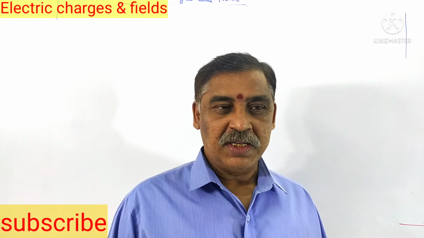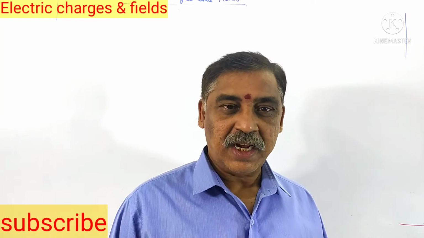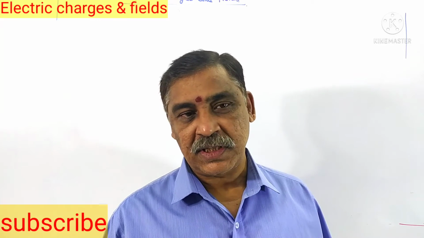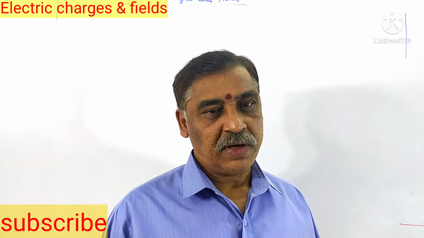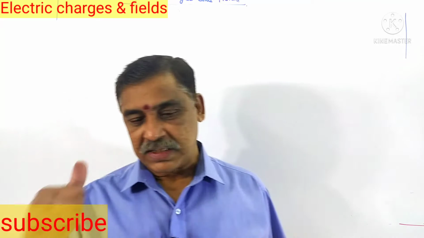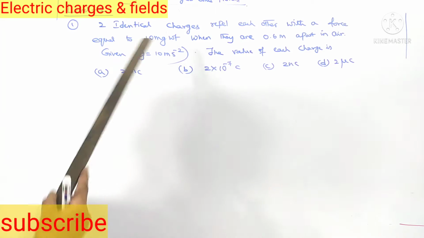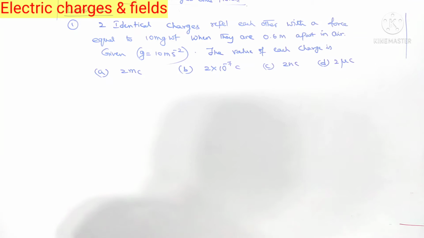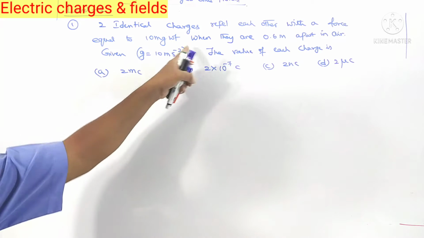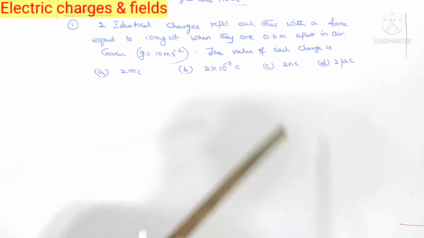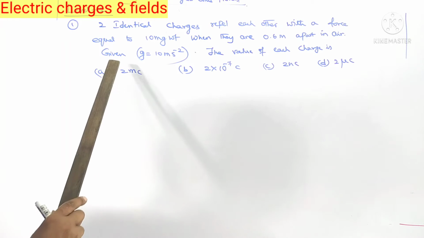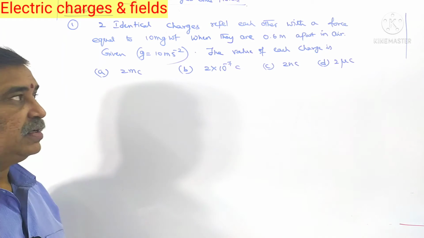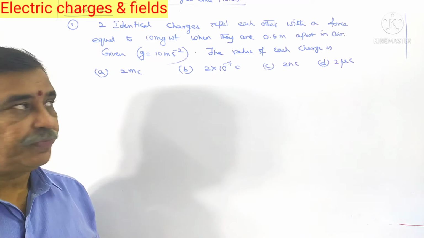In today's session, I will discuss the second level questions of the first chapter of second PUC Physics. Let us start. The given question is: two identical charges repel each other with a force equal to 10 milligram weight when they are 0.6 meter apart in air. We are given the value of g. Find the value of each charge.